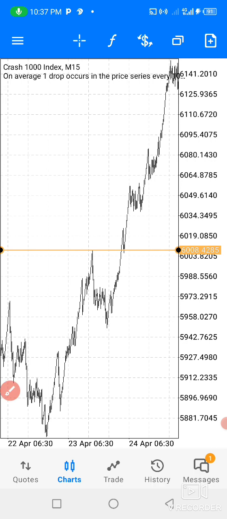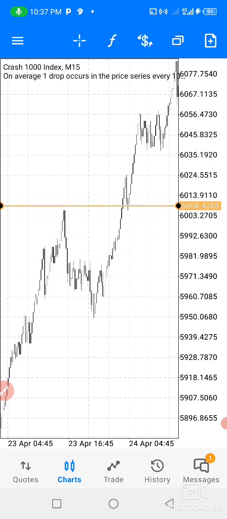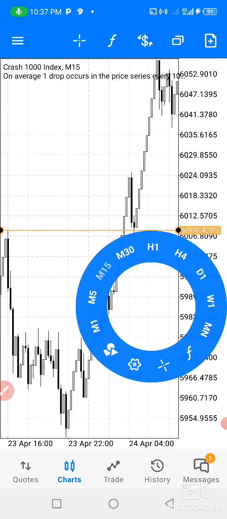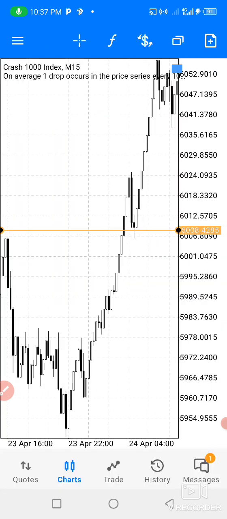Now, what is the order block? You look for the order block here. What is the last candle that led to the break of this structure? What is the last opposite candle that led to the break of this structure?